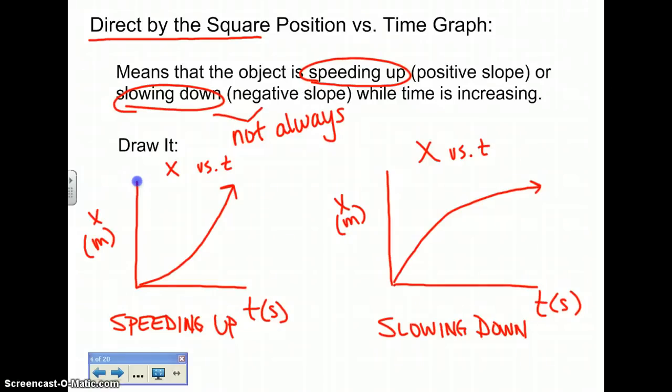So the left-hand side here, you can see speeding up. On the right-hand side, you can see slowing down. These are both in the positive direction.